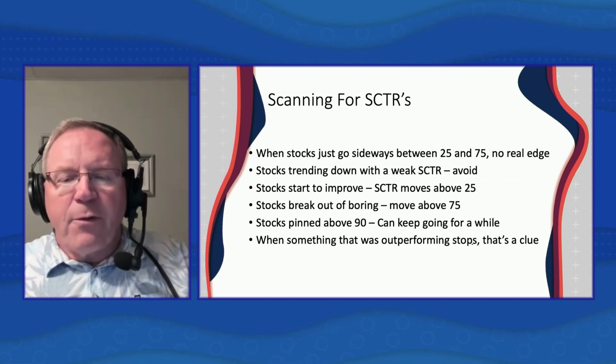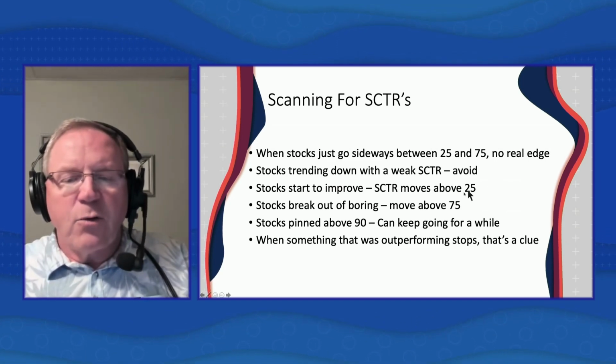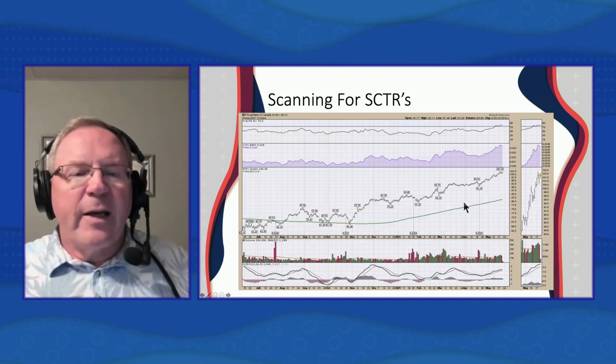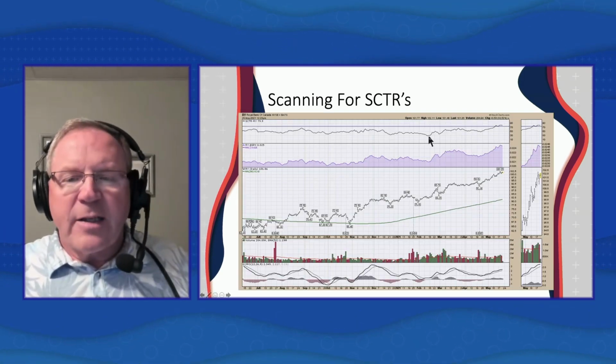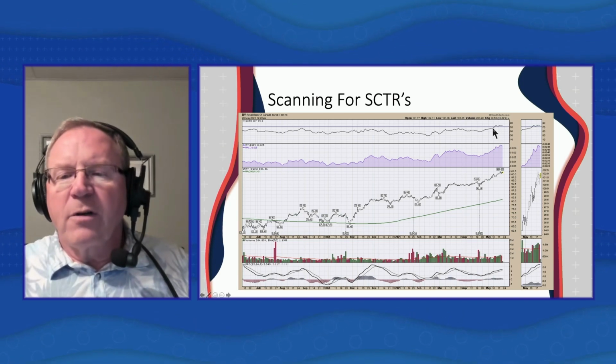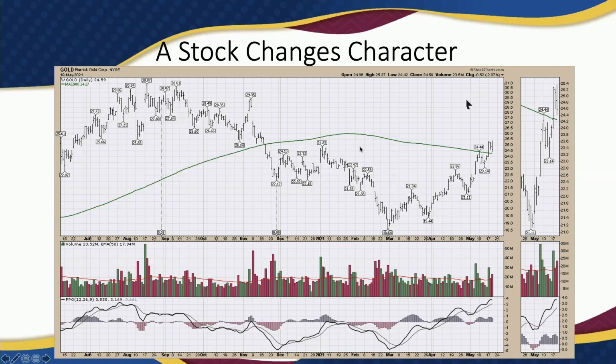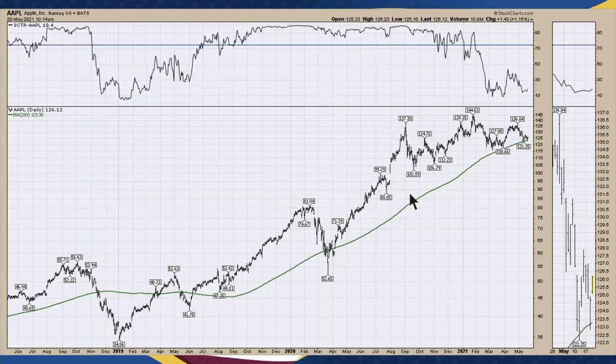So what we want to focus on is stocks starting to improve or stocks breaking out of boring. So here, again, Royal Bank is just average and is starting to improve. So if you wanted to find something moving above 75, then this might show up on your scan engine. And again, we see how a stock can change character. So what we want to know is down here at the bottom, what are the traits? And I showed you on this Barrick Gold chart before, that as it starts to turn the corner, we start to see some information change on the indicators.